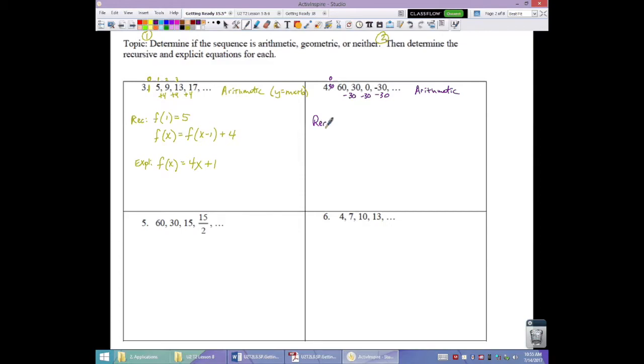So, recursive and explicit equations. Recursive, we would start with our f of 1 is 60, and then we would say f of x is formed by doing f of x minus 1 minus 30. Our explicit formula, again, which needs to be slope-intercept form, f of x is equal to negative 30x plus 90.